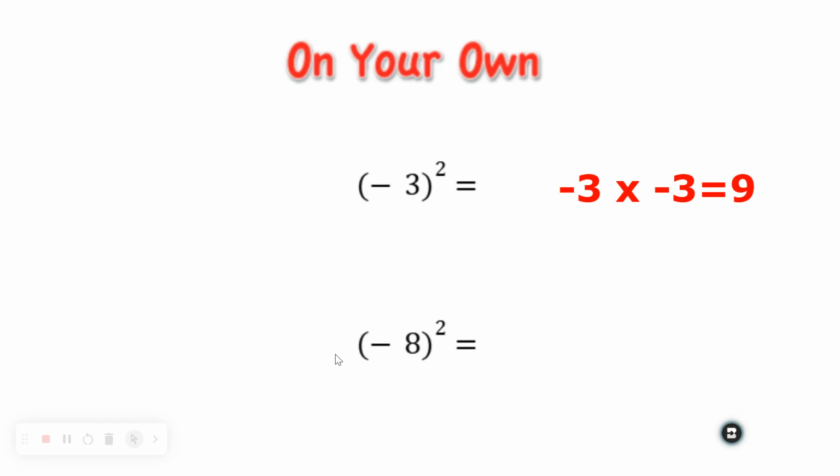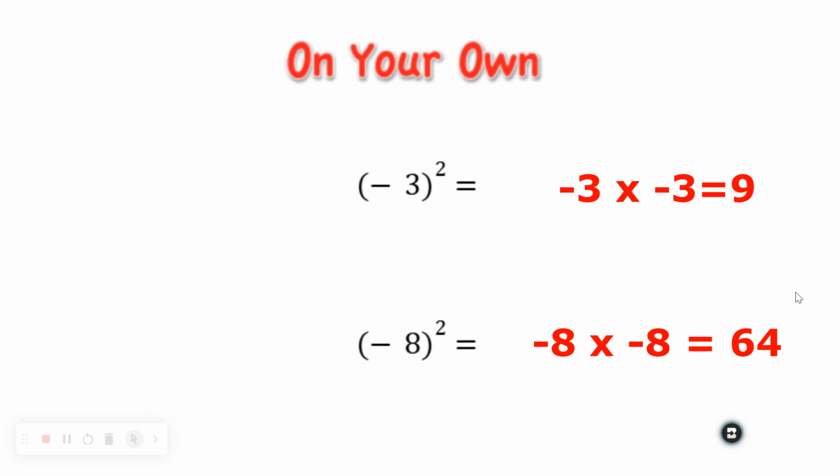The same thing is going to happen with our -8 squared. I'm going to take -8 and I'm going to repeat it 2 times. We have -8 times -8. 2 of the same sign results in a positive answer. So -8 times -8, we get a positive 64. 8 times 8 is 64.